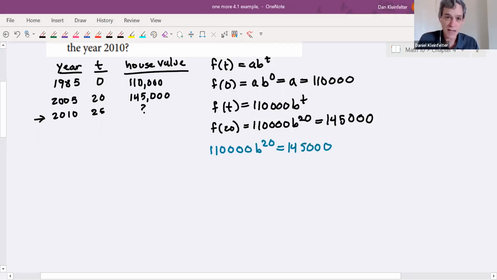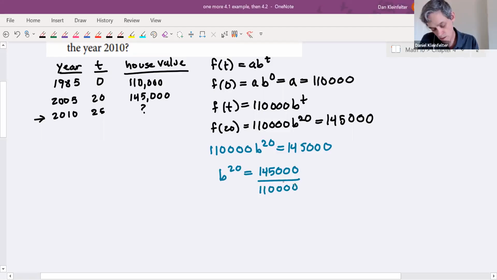Let's divide both sides by the 110,000. So here that's the same as 145 over 110. That simplifies stuff just a little. I could keep going and divide out the 5s as well, but there's no need. So we would need to get the b by itself. Right now, b is 145 110ths, and it's b to the 20th.